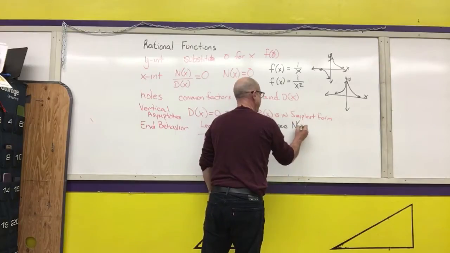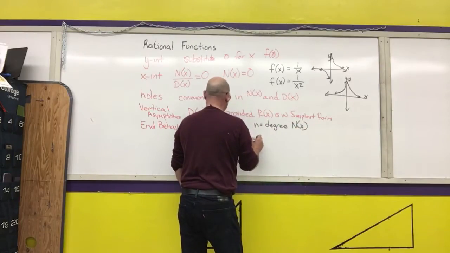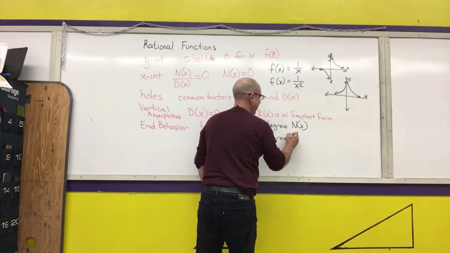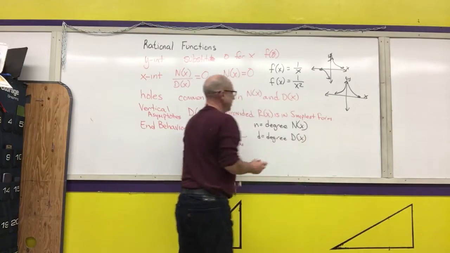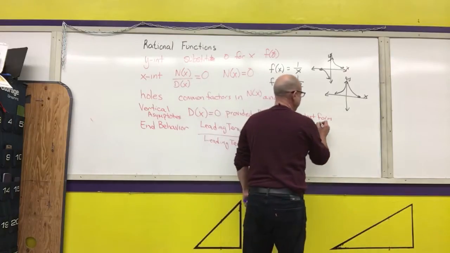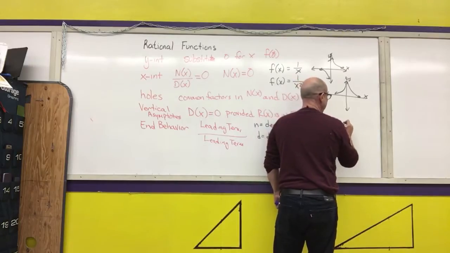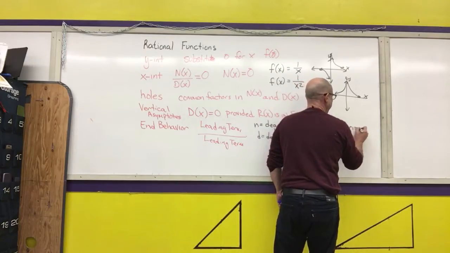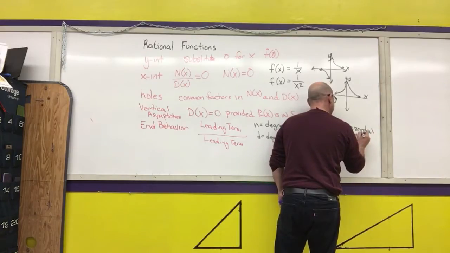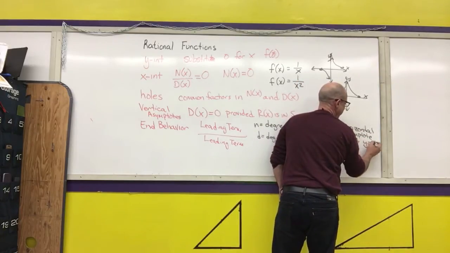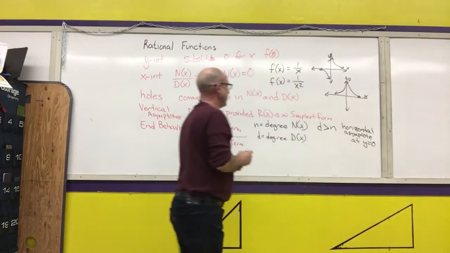So in general, I'm going to call n the degree of the numerator and d the degree of the denominator. In general, anytime d is greater than n, you are going to have a horizontal asymptote at y equals 0. We always give them as equations of lines.